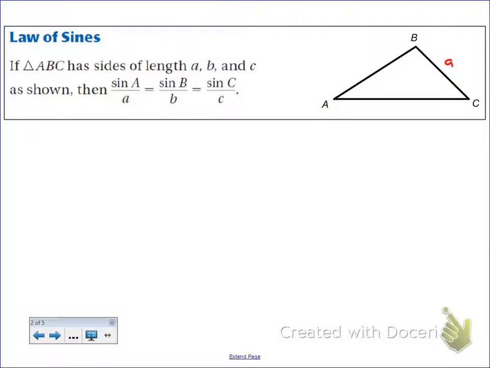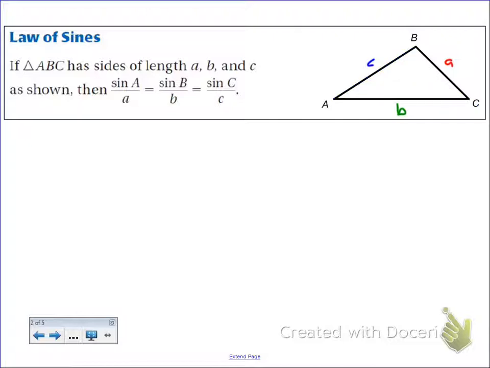And then the same goes for the other two angles. Again, angle B is located right here. So then side B is going to need to be located opposite angle B, and that's this side, AC, over here. And then the same goes for angle C. Angle C located here, opposite angle C would be AB. So this is going to be my third side, C.